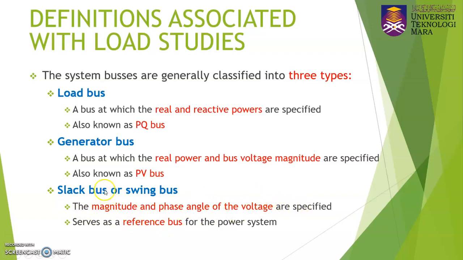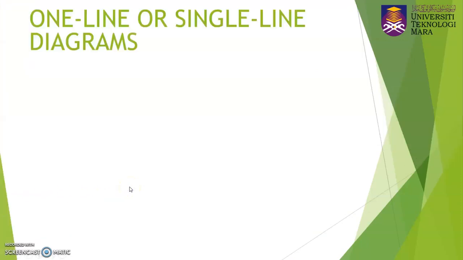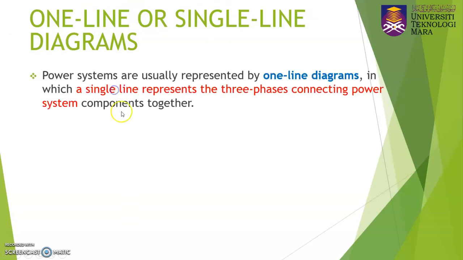Okay, so the slack bus also serves as a reference bus for the power system. All right. Next, we go to the subchapter on the single line diagram. One line diagram or single line diagram, both represent the same thing. Power systems are usually represented by a one line diagram.